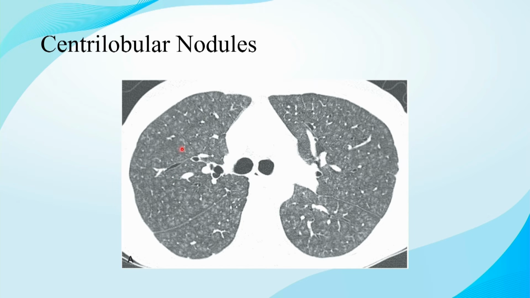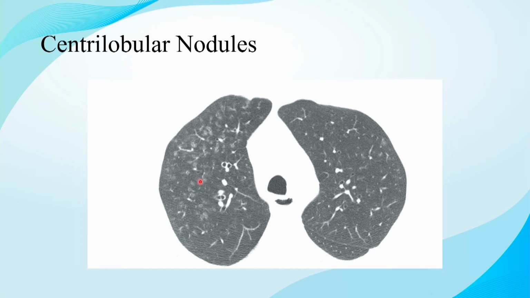If a similar pattern of nodules is present in bilateral upper lobes in a smoker patient, the diagnosis will be respiratory bronchiolitis. The same pattern of ground glass ill-defined nodules in collagen vascular diseases or in immune deficiency, the diagnosis will be follicular bronchiolitis. So it is the same appearance, but as you know, clinical history is very important. That's how we can differentiate these nodules.